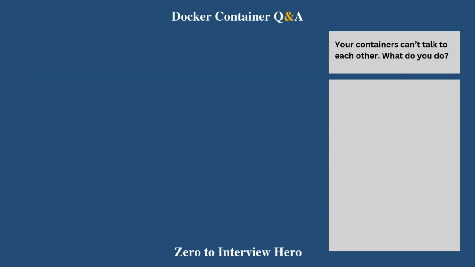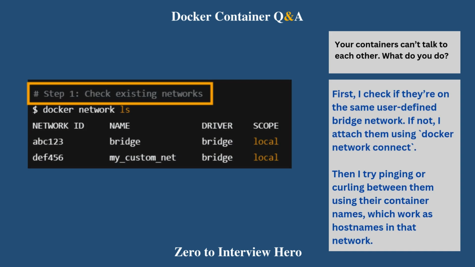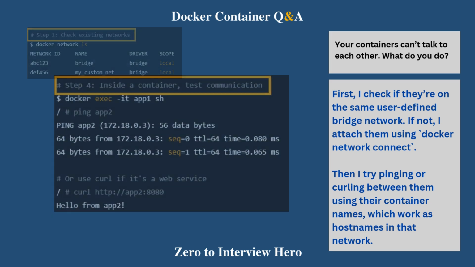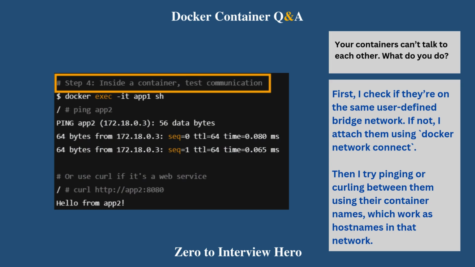Moving on with our next question. Your containers can't talk to each other. What do you do next? Here's how you can answer. First, I check if they are on the same user-defined bridge network. If not, I attach them using docker network connect. Then, I try pinging or curling between them using their container names, which work as host names in that network.